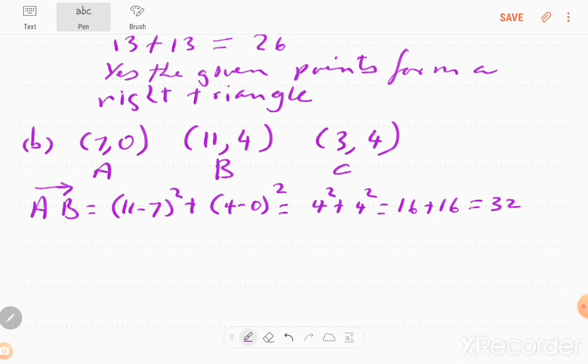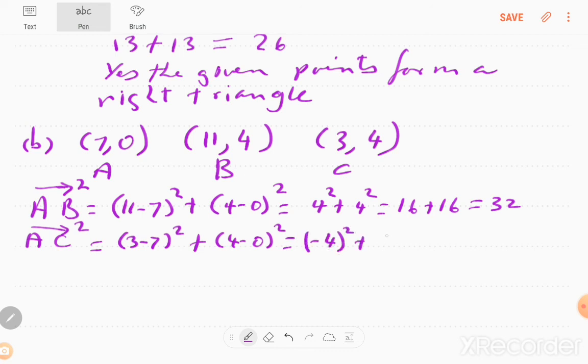This is AB squared. Then now we can do AC squared. And so the difference between the x values would be 3 minus 7 squared, plus the difference in the y values, that would be 4 minus 0 squared. So this is minus 4 squared plus 4 squared. So again, 16 plus 16, that's equal to 32.